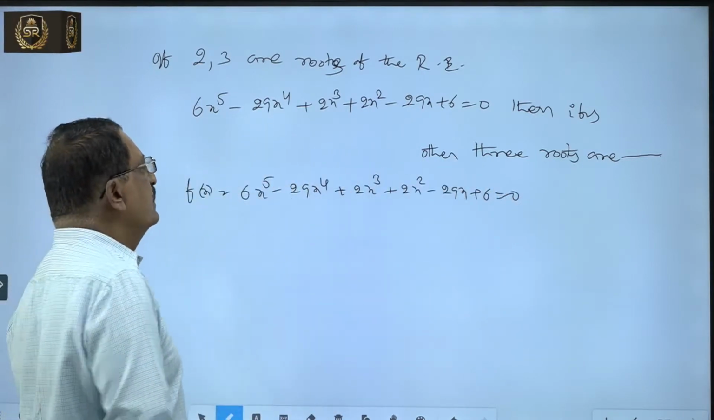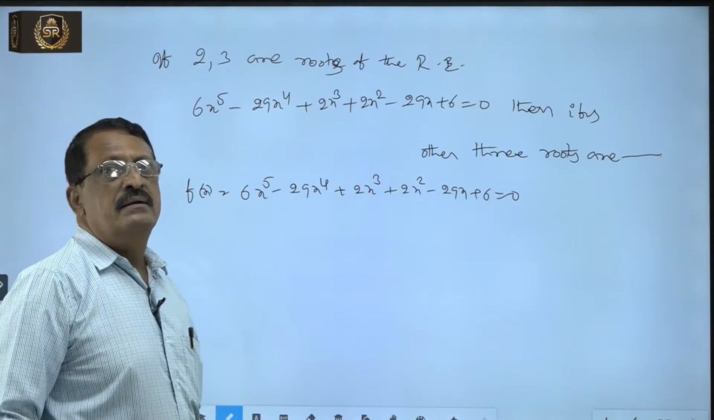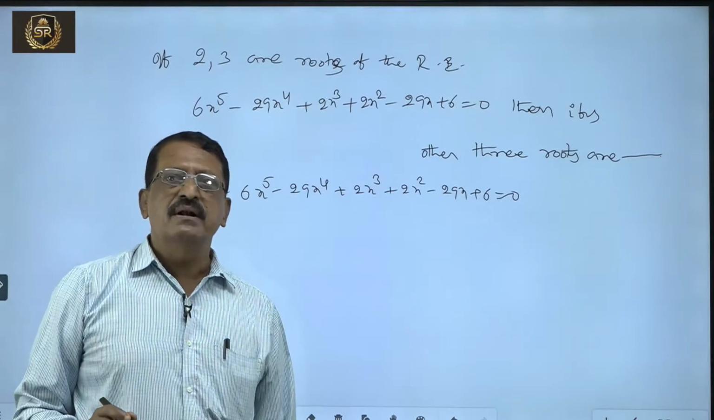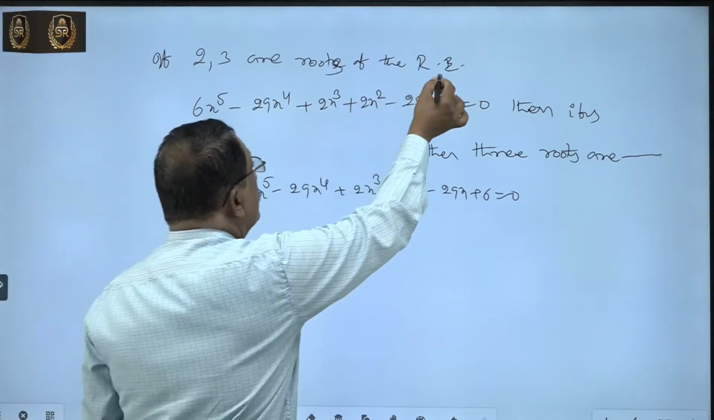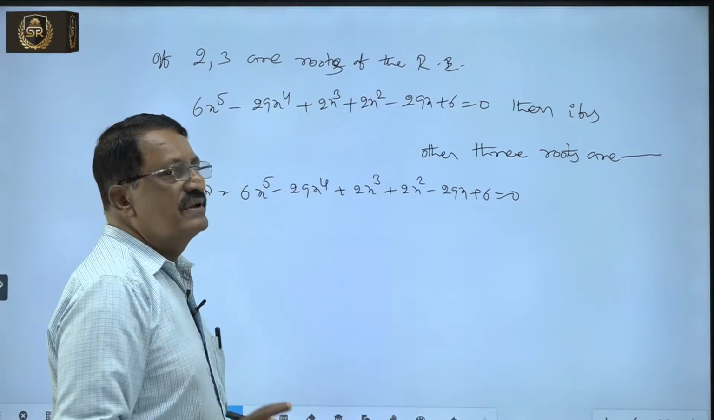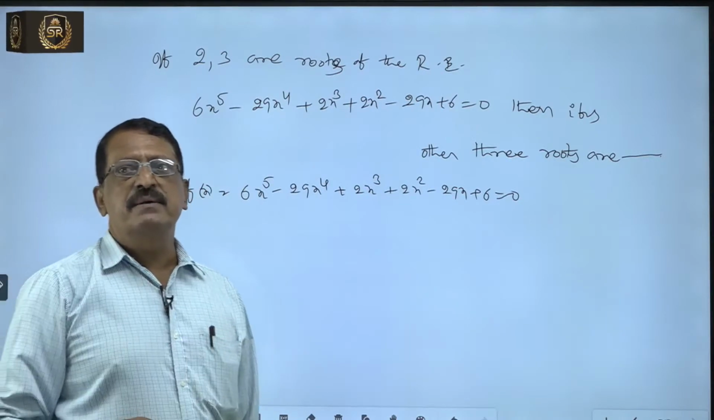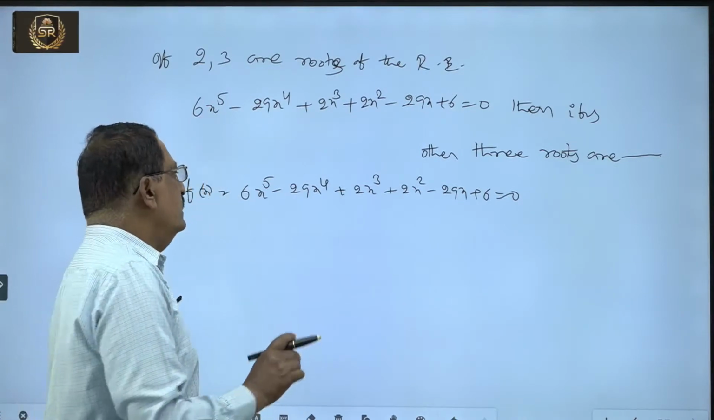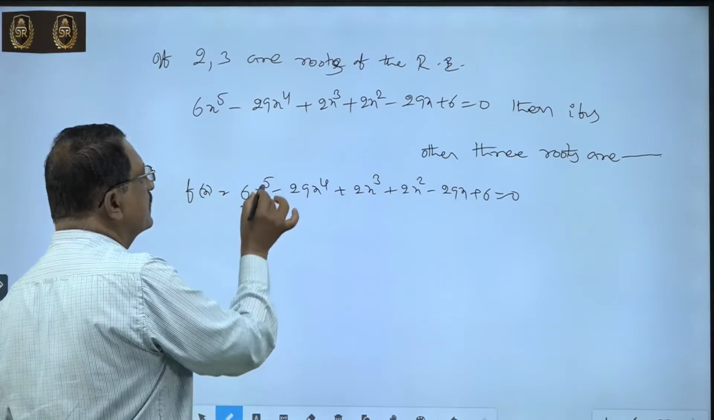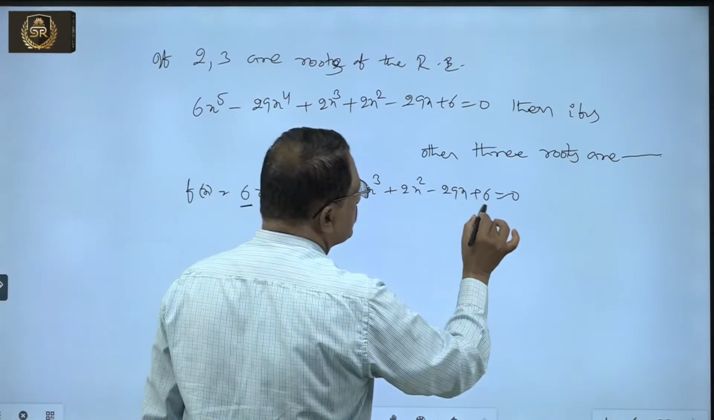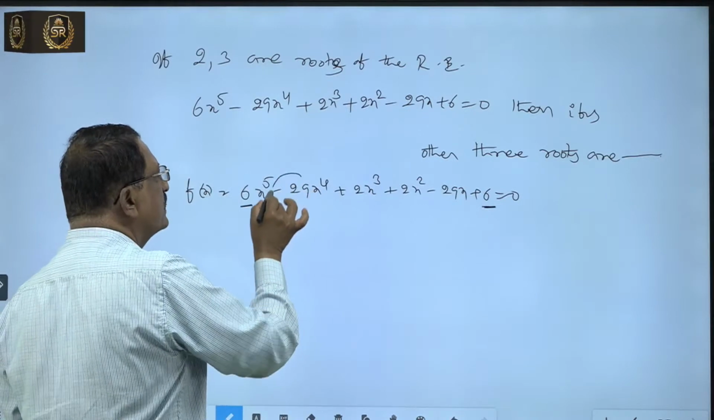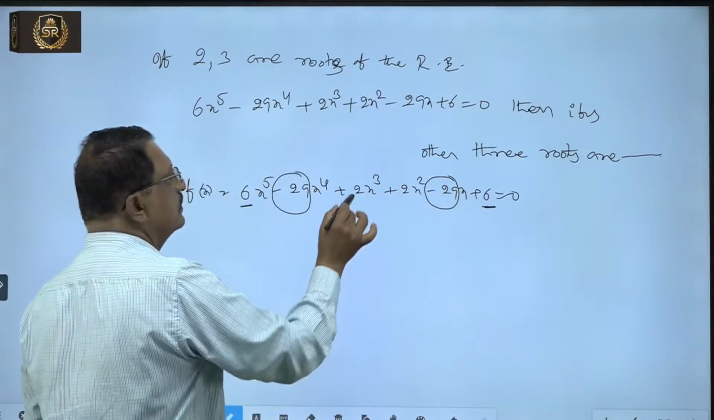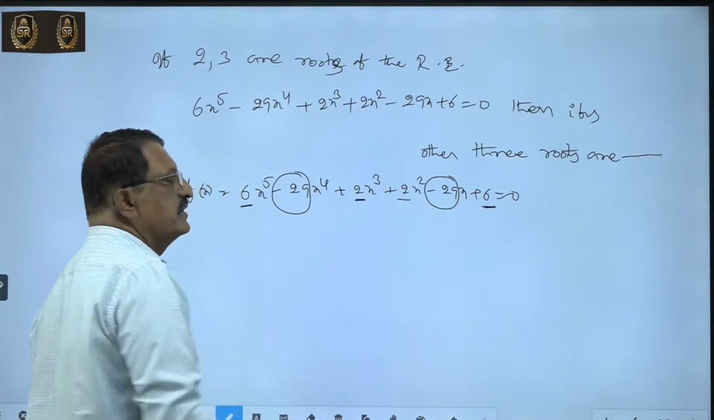Now it is an odd degree polynomial equation. f of x equals 0 is an odd degree polynomial equation. Now observe, it is a reciprocal equation given in the problem. Now, is it a first type or second type reciprocal equation, class 1 or class 2? Observe the coefficient of x to the power of 5 is 6, and the constant is also 6. Now the coefficient of x to the power of 4 is minus 29, and the coefficient of x is also minus 29. The coefficient of x cube equals the coefficient of x square.